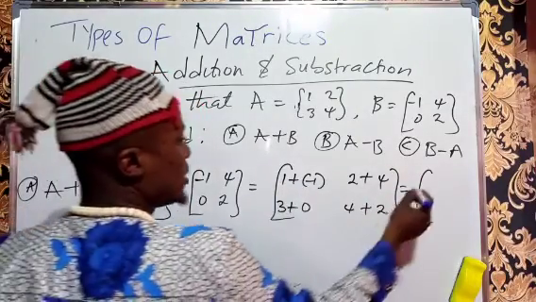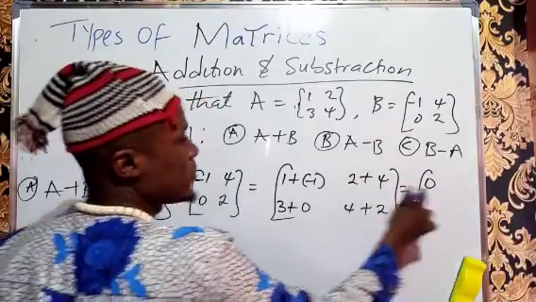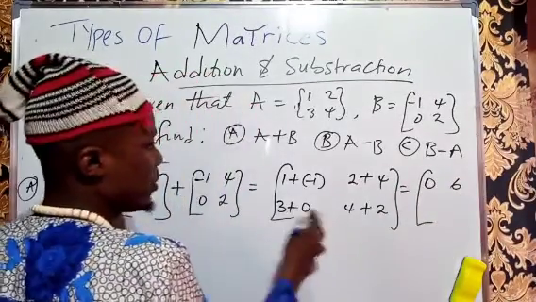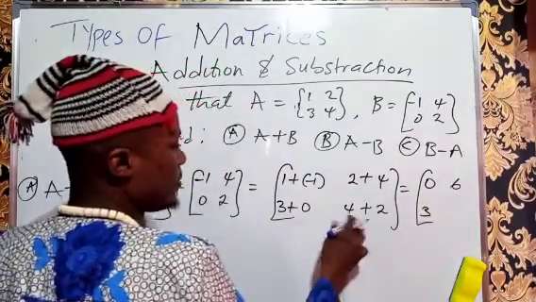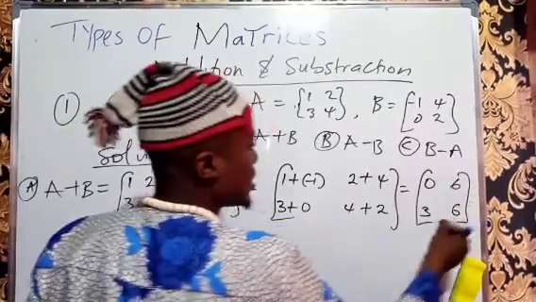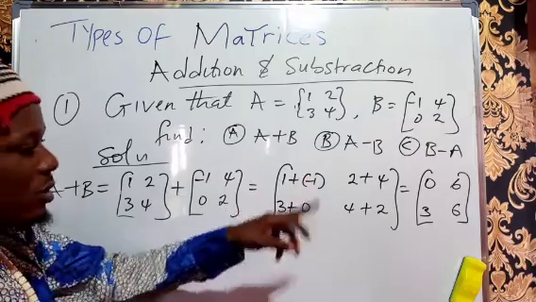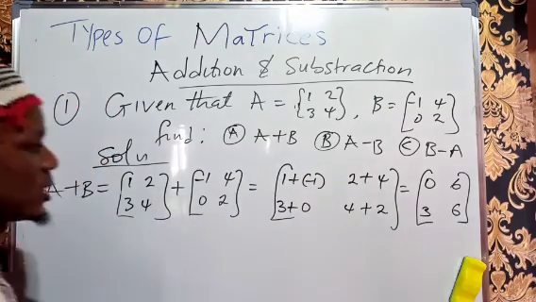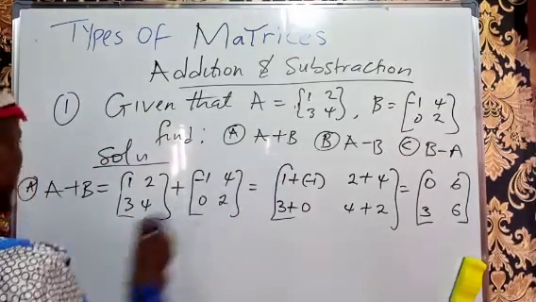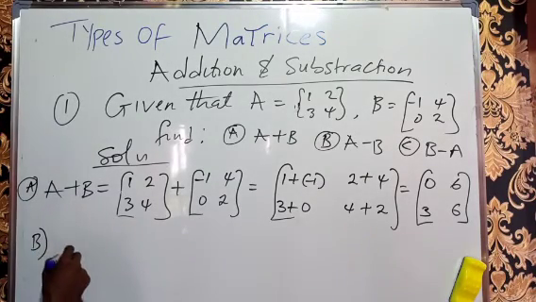1 minus 1 is 0. 2 plus 4 will give us 6. 3 plus 0 is 3. And 4 plus 2 will give us 6. So you see that the sum of the matrices A and B will give us 0, 6, 3, 6. Now let's take the second one, where we have A minus B.